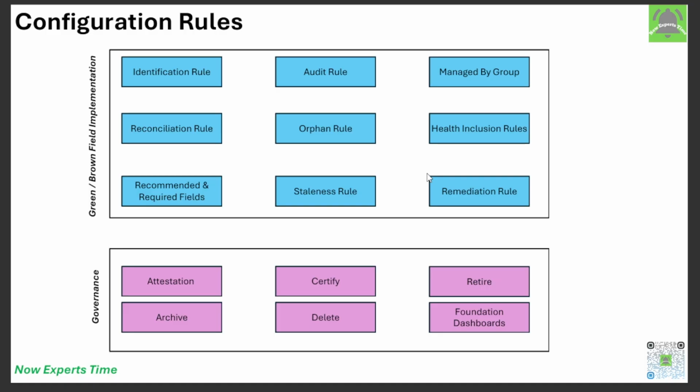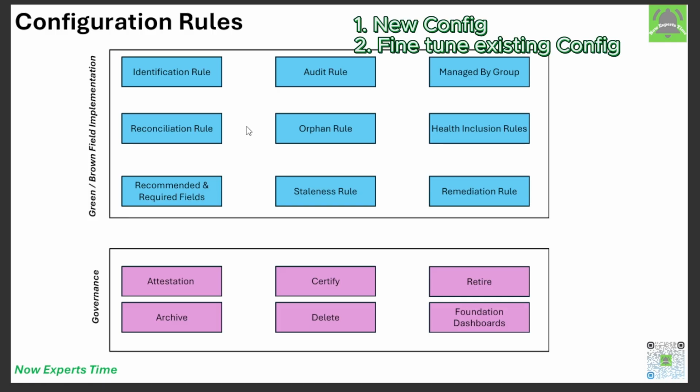If you look in the system, there are 9 items related to a greenfield or brownfield implementation, and the remaining 6 configurations are part of your governance aspect. So this is not only for greenfield and brownfield. For example, you have a system that is already implemented and you want to improve the CMDB maturity. Then you need to cross-verify that these configurations are correct, currently active, and configured in the right format.